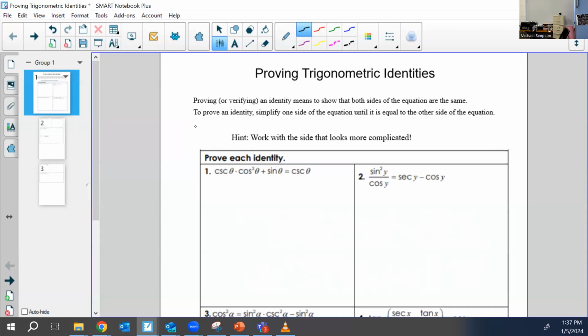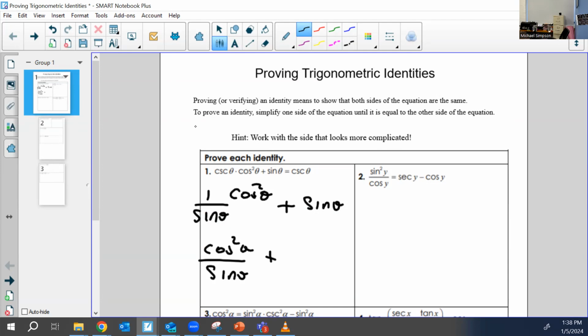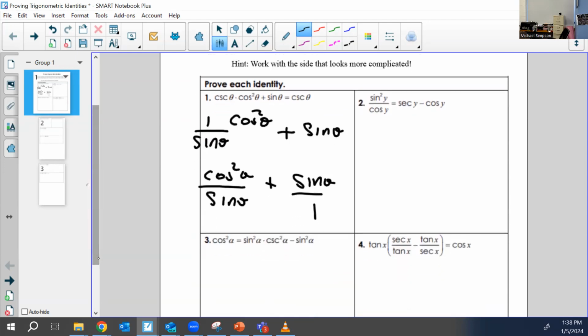Cosecant is 1 over sine, times cosine squared theta, plus sine theta. That's the left side. I can write this as cosine squared theta over sine theta, plus sine theta over 1. You just multiply. I'm just sliding the cosine over the sine. Okay, what's my next step? It's 2 fractions. What are you going to do?